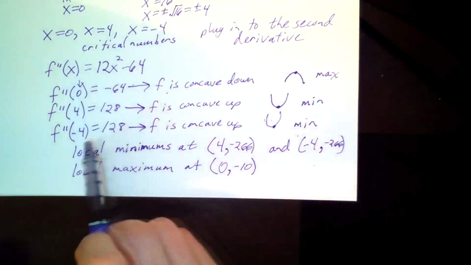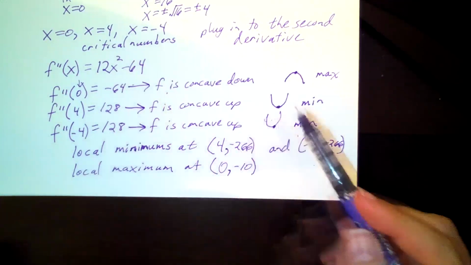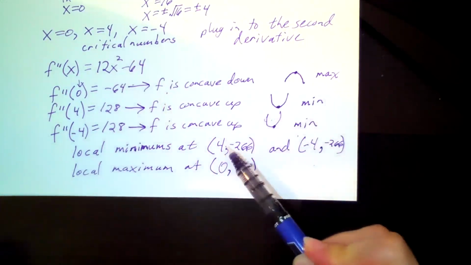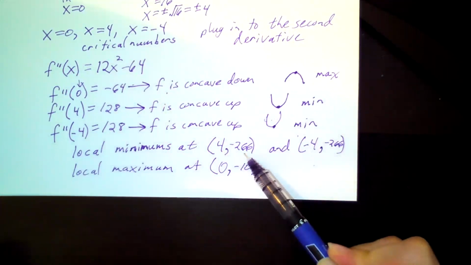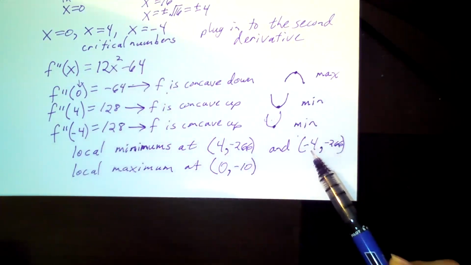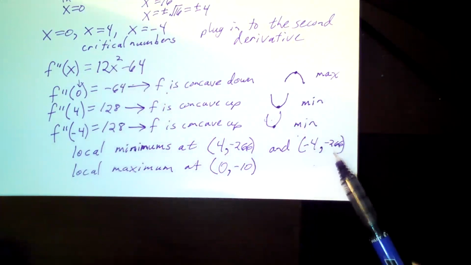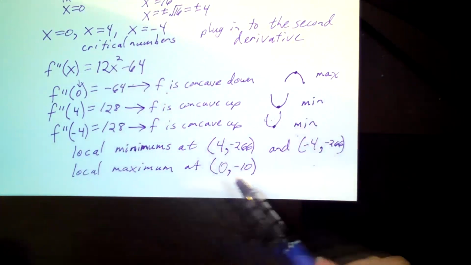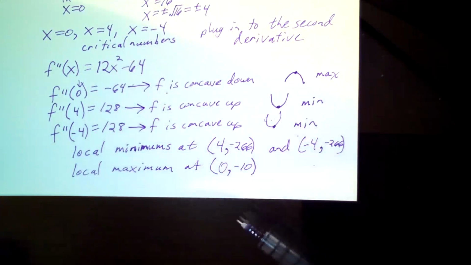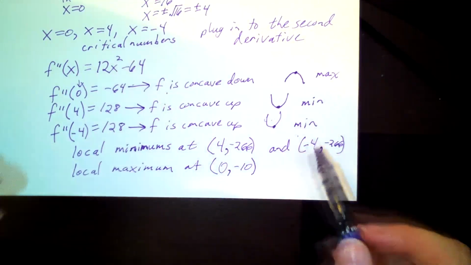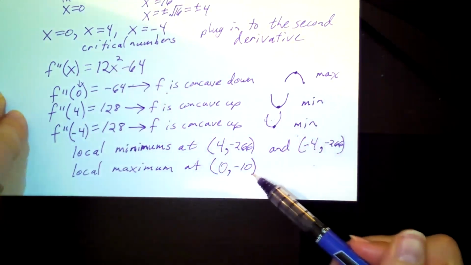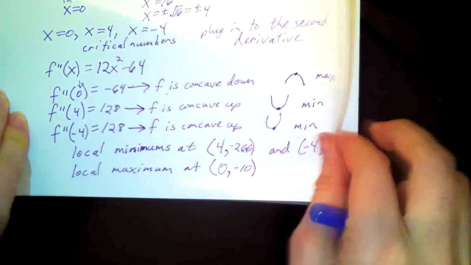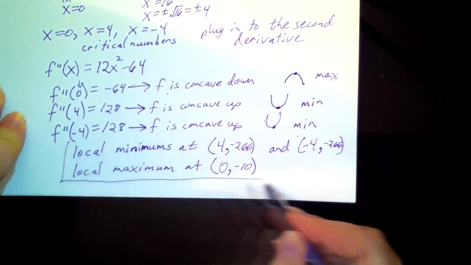So I have 2 different local minimums that are spaced a little bit apart, but I've got a local minimum at 4 that dips down to negative 266, and then also it happens at negative 4. It dips down to negative 266. I have a local maximum spot here at 0, negative 10. So we'd say the local maximum is negative 10. All right, there's my conclusions for that one.